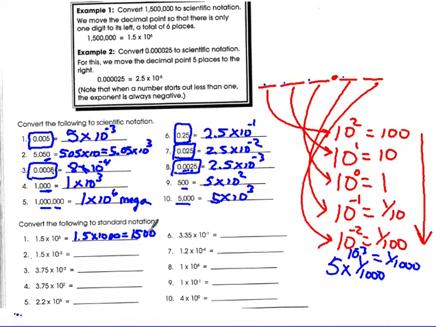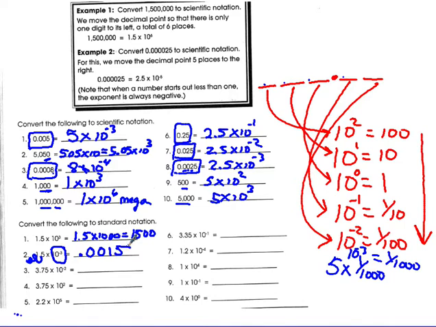Number 2 is 1.5 times 10 to the negative 3. So this tells you that you actually have a number that's less than 1. And how many places? We got to move it over 3 places. So here we move it over 1, 2, 3, and then just fill in zeros for those. So it'd be 0.0015 because we moved it over 3 places.